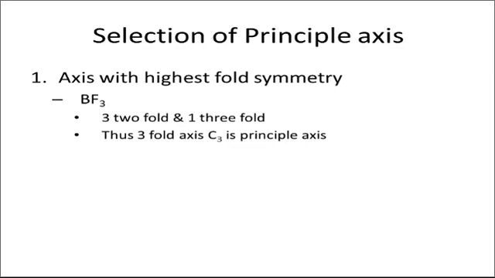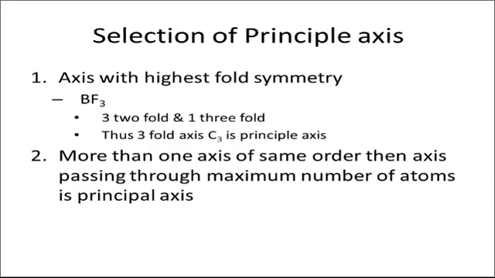Now for instance, if you have same n value for the axes, then which axis do you have to consider? Same order, then you have to consider such an axis which is passing through maximum number of atoms.